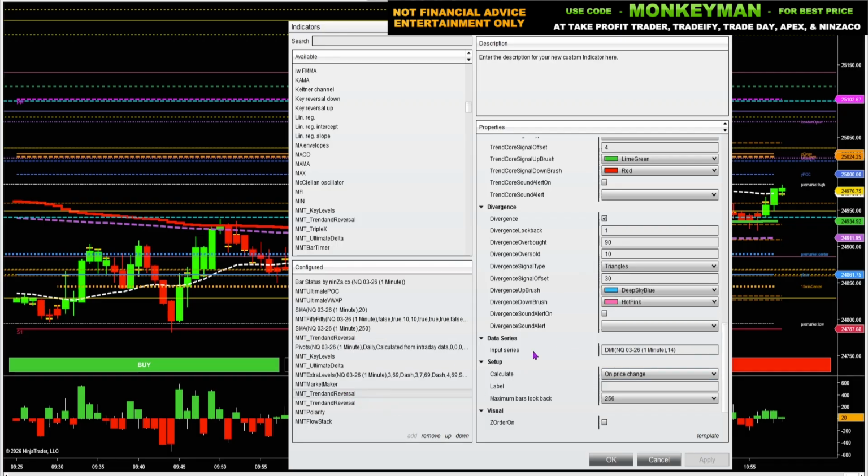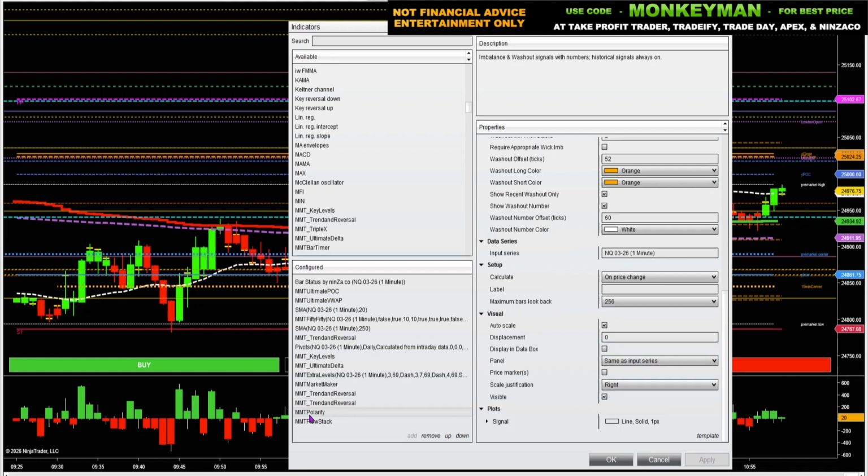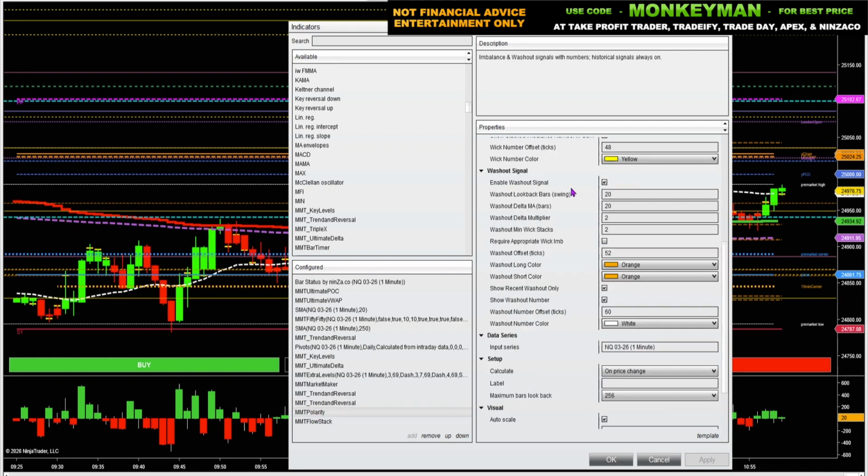The second instance has the DMI as an input. So this is showing me when there is DMI divergence. And the last instance is the delta percentage indicator. This is showing me when there is delta percentage divergence. I've also got the MMT polarity on the chart. I'm only using the washout signals. These are my stronger washout signal settings, 20, 20, 2, and 2.